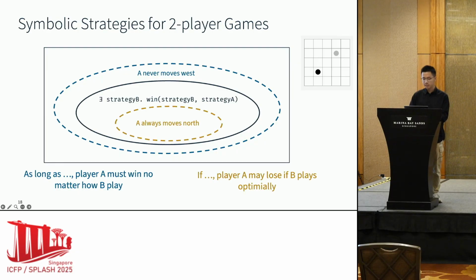And on the other hand, if we have an under-approximation, it means that if player A follows some strategy satisfying this condition, player A may lose if player B plays optimally.